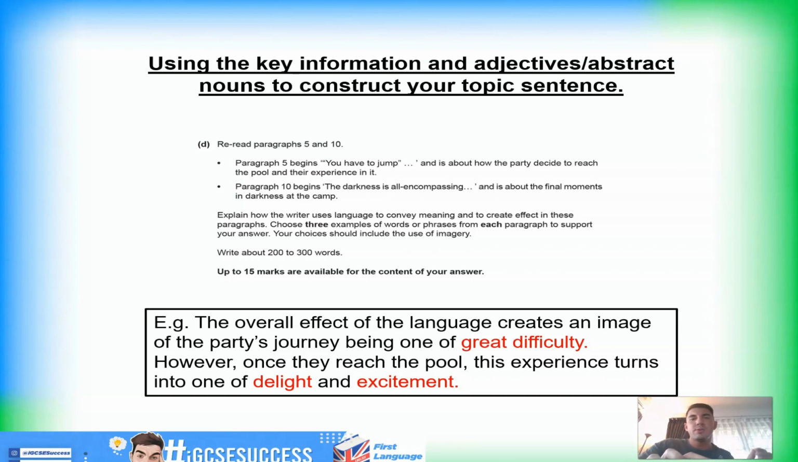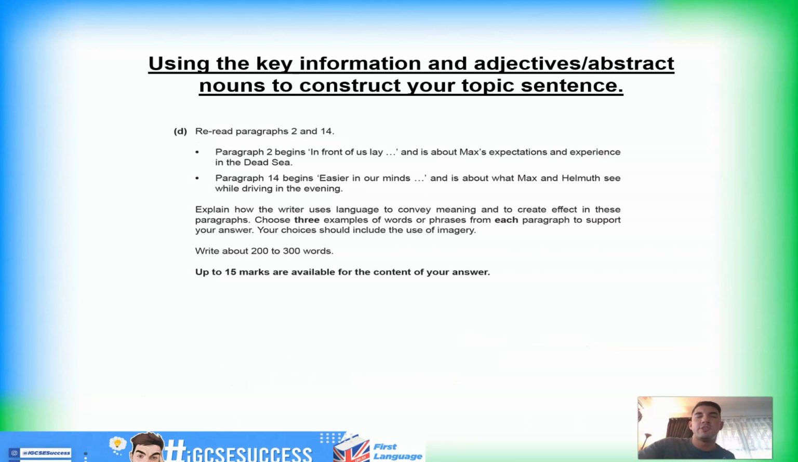And you also want to take note that Cambridge like to use contrast. So a person may experience one feeling doing a particular activity, and then it quickly changes to another feeling. So you might have contrasting adjectives or abstract nouns in your opening sentence. That's quite important. So let's take a read of the first bullet point from this paper. So paragraph 2 begins, in front of us lay, followed by the ellipsis, and it's about Max's expectations and experience in the Dead Sea. So I would expect one of my students to include Max, expectations and experience, and probably Dead Sea. Those are your key bits of information.